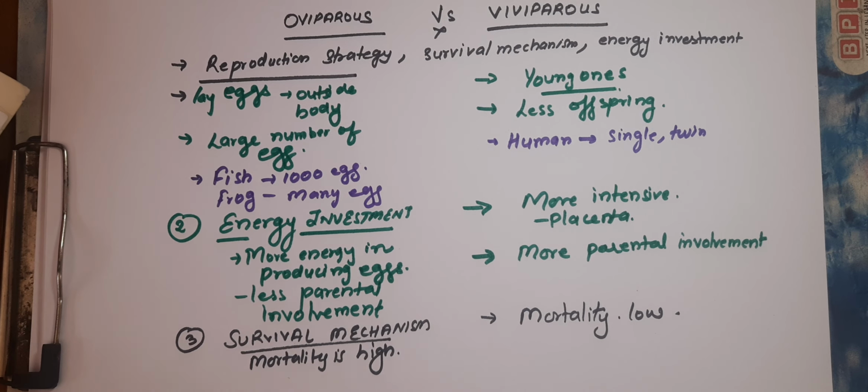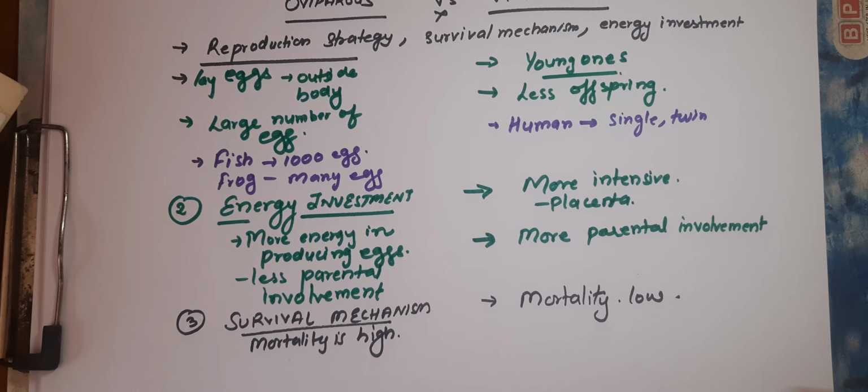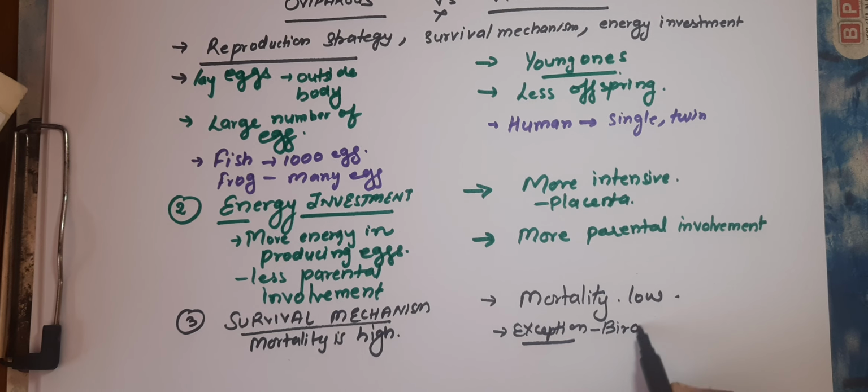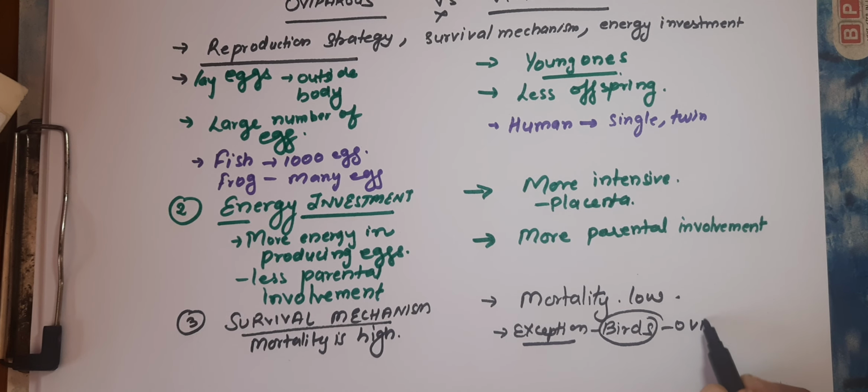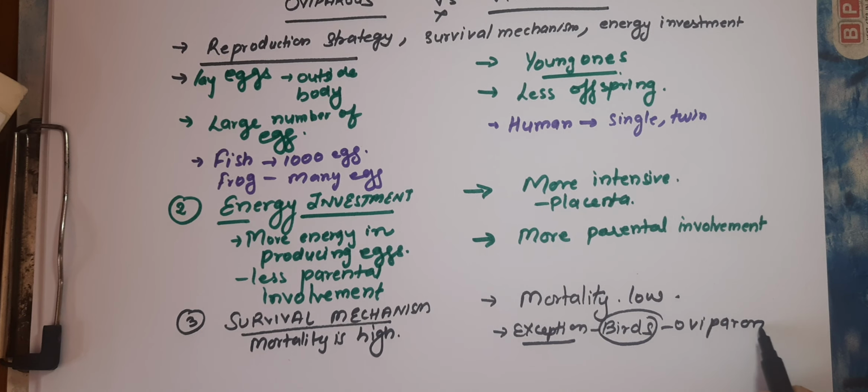But students, there are some exceptions also. You have to understand that there are some oviparous species, like birds. Birds are oviparous. Some of the birds will lay only a few eggs because they will provide parental care, and after laying they will ensure that they take care of their eggs. So this will lead to a higher survival rate. So this is an example of the exception case.